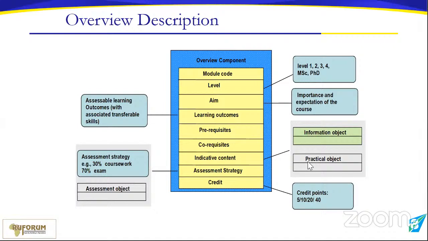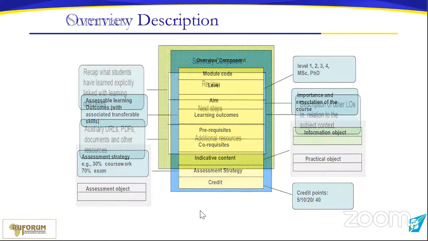We can also have a practical object within the indicative content. Learning outcomes are accessible learning outcomes with associated transferable skills. So it's very clear that when you're defining your learning outcomes, you must keep in the back of your mind whether these are accessible in terms of knowledge and skills developed. And then of course you have the assessment strategy, okay? And last but not least, that leads to your assessment objective. So this is how we look at the course in itself.